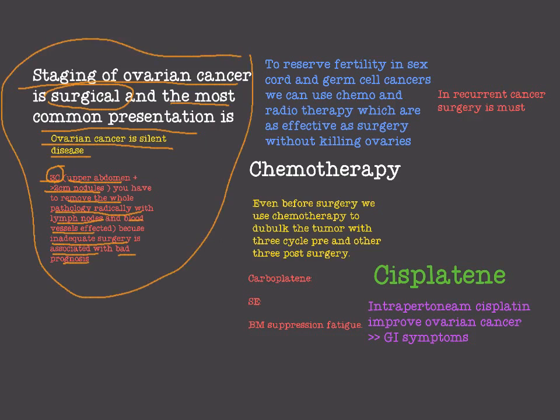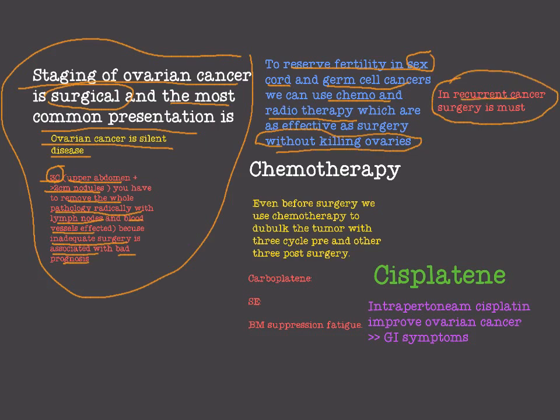What about fertility preserving in ovarian cancer? To preserve fertility, you can do it just in sex-cord tumor and in germ cell tumor, okay. We can't preserve fertility in the epithelial type, okay. How do we preserve fertility? With chemo and radiotherapy, which are as effective as surgery, but they don't kill the ovaries, so they preserve fertility. But you have to take care that in cases of recurrence, surgery is a must, okay.